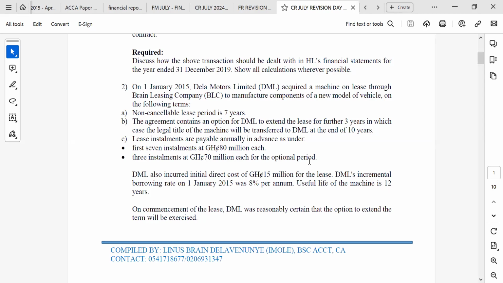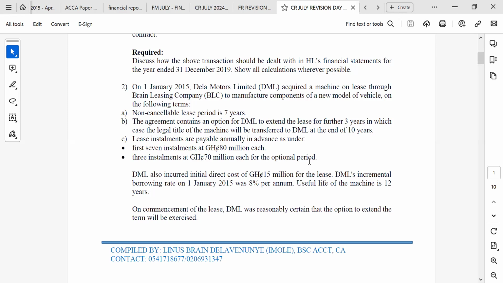Okay. Always you should use the interest rate implicit in the lease. In the lease, okay. You should use the interest rate implicit in the lease. But if that is not possible, you use the incremental borrowing rate of what? Of the lessee. So we don't have the interest rate implicit in the lease, but we know the borrowing rate of what? Of the lessee.